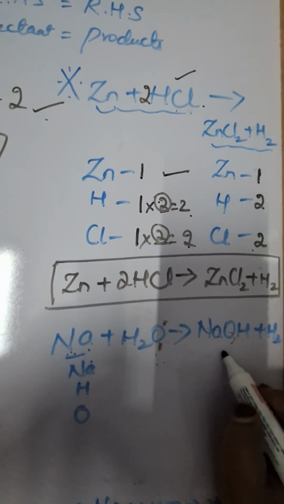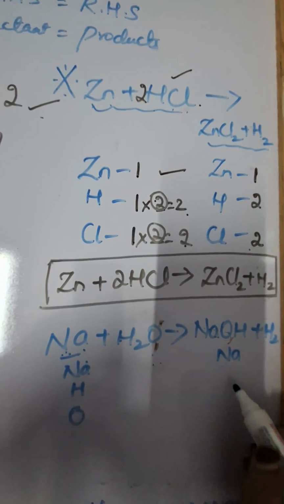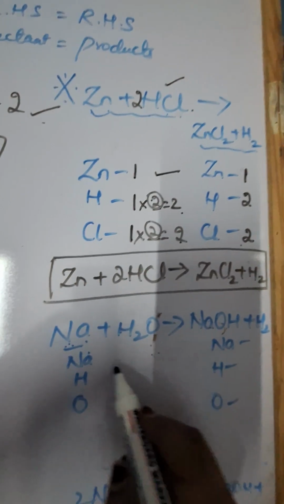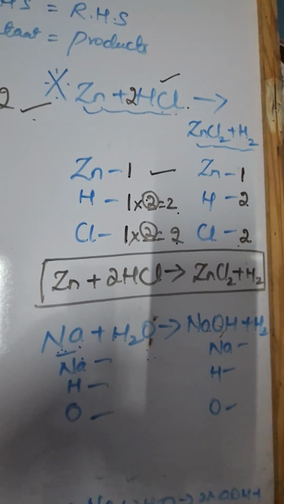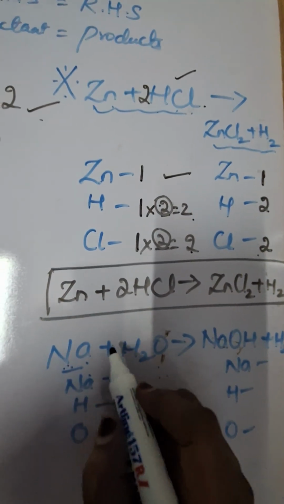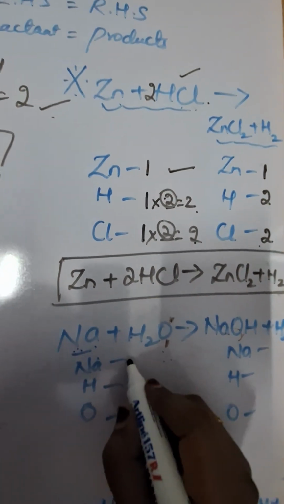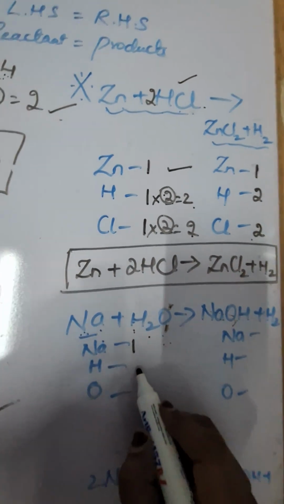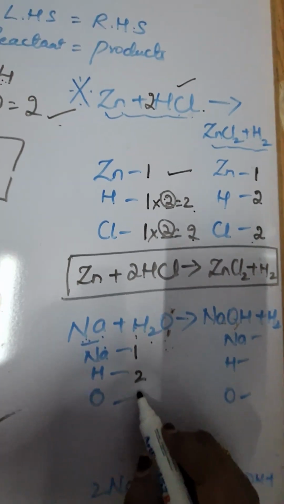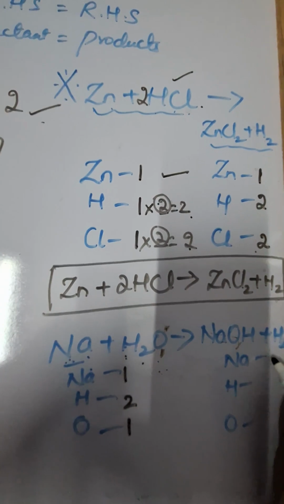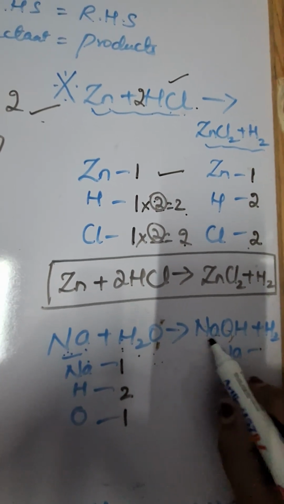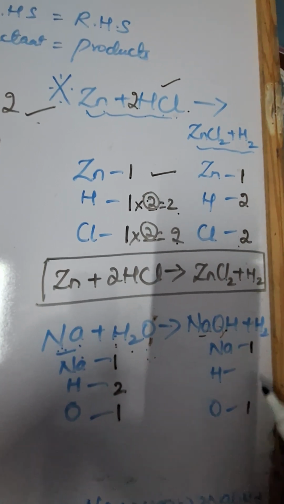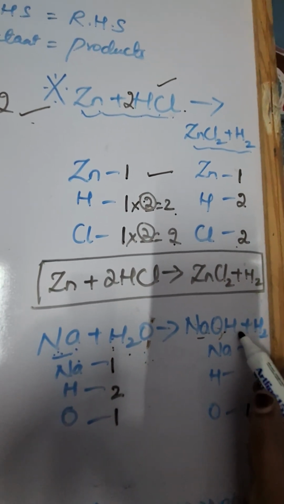Now second step, cut, copy and paste. NaHO. Now see how many molecules we have. Na, how many here? 1. How many H? 2. How many O? 1. Similarly here you can see nothing means 1, O means how many? 1, H is here 1.